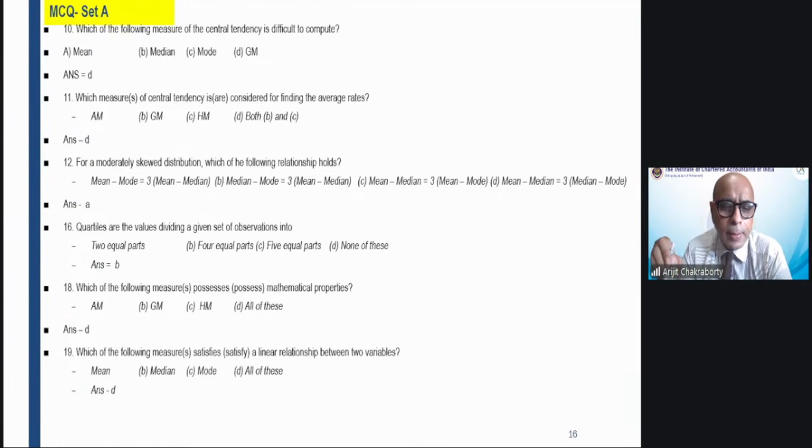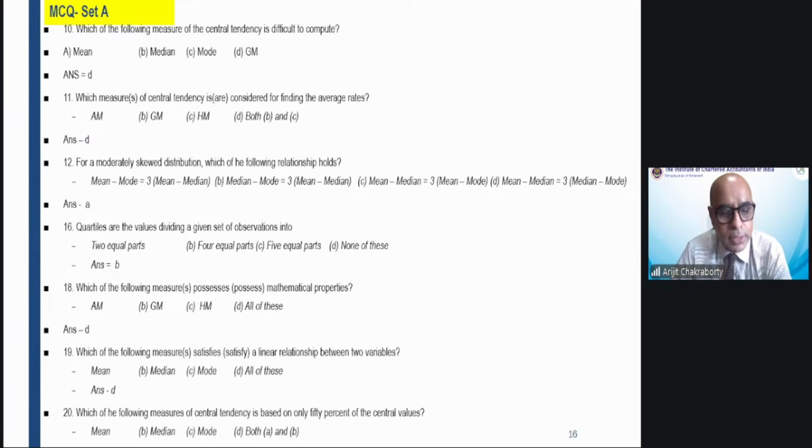That means here it's a really linear relationship, and we are including both the shift of the origin as well as the shift of the scale. So all the three measures, mean, median and mode, satisfy the linear relationship between x and y. The linear relationship y equal to a plus bx is satisfied by all of these three measures of central tendency.